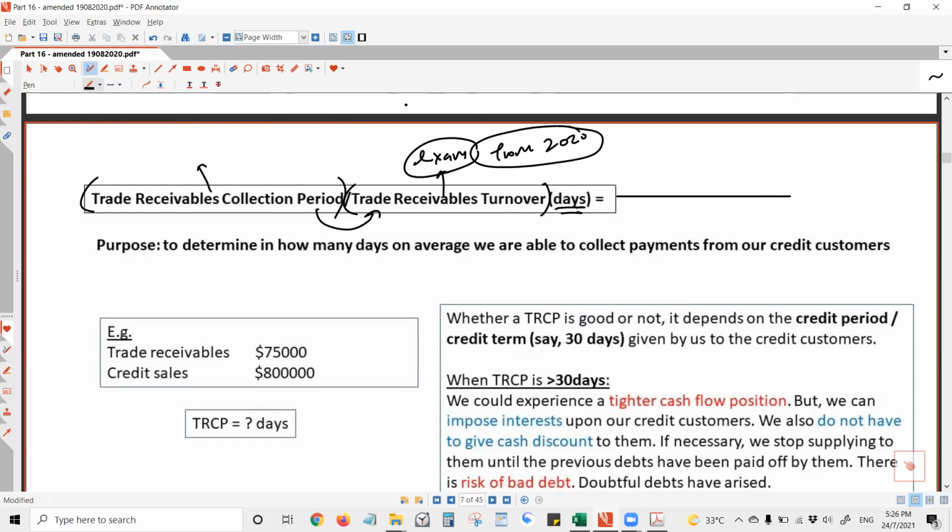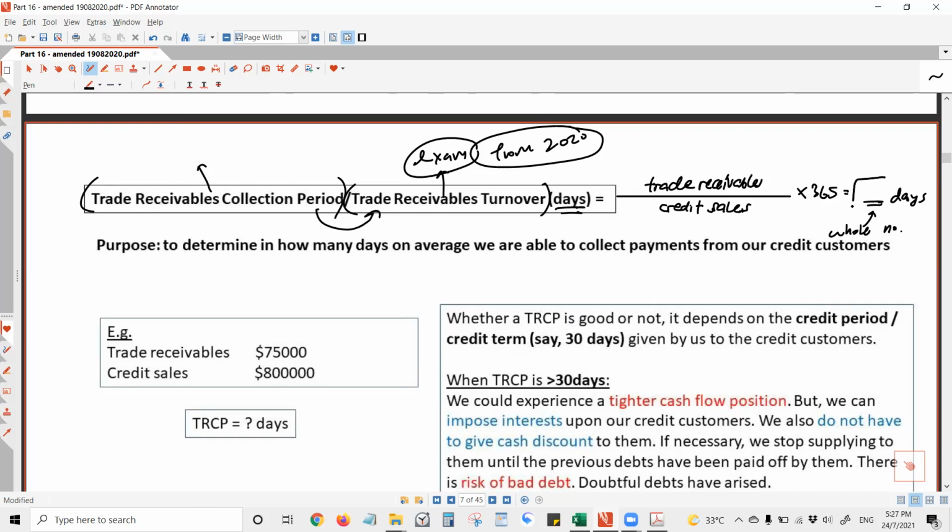Now we write down the formula. Formula looks like this. A fraction times 365. Final answer days must be a whole number. Cannot have decimal places. Must be a whole number. On top here, you have trade receivables, bottom, you have credit sales. Credit sales means the amount of sales which is on credit. You sell goods on credit. So this formula tells us how good we are in collecting payment from our customers.